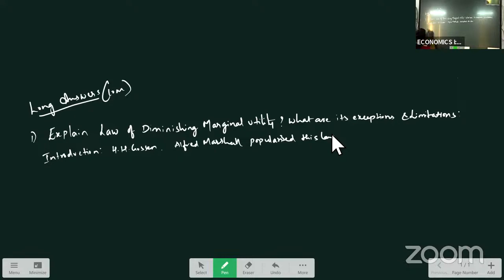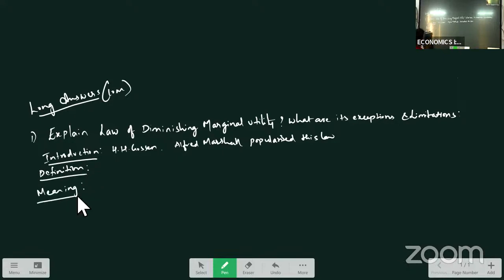After the introduction, you will write the definition, which was given by Alfred Marshall. What is the definition he has given here? The additional benefit which a consumer derives from a thing diminishes with the additional satisfaction. So you just write down the definition: the additional benefit which a consumer derives from an extra unit goes on diminishing with every extra unit that he is having.